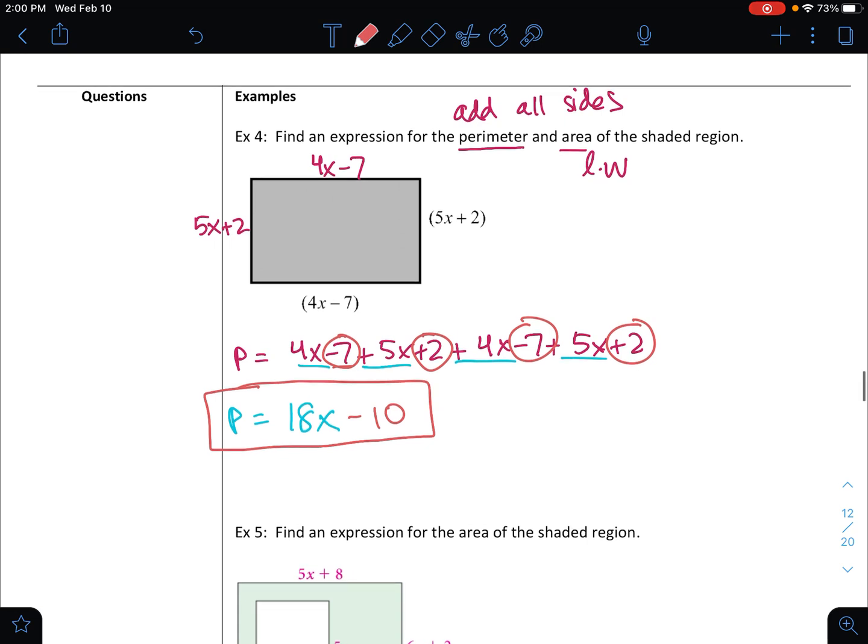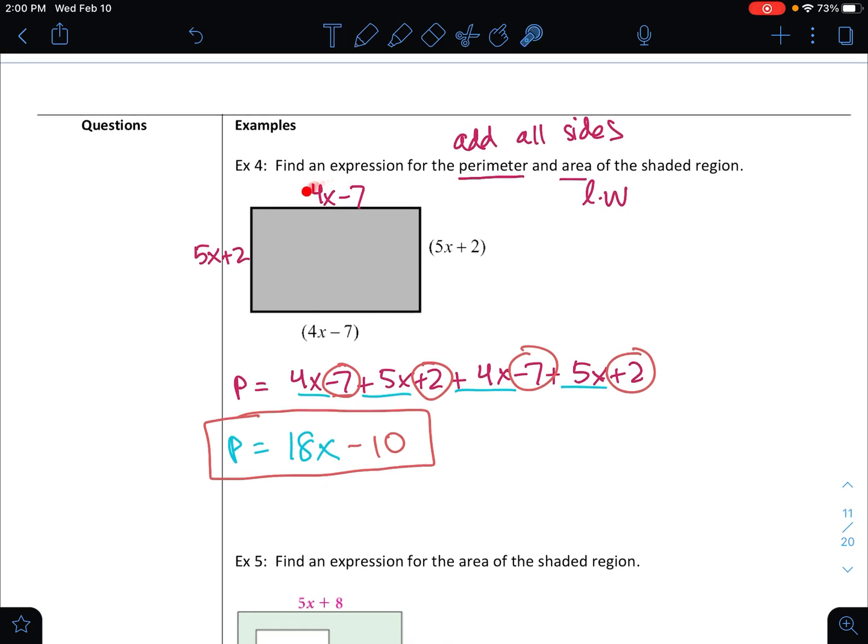Now, you could also look at it this way. You could also say, let's pretend I didn't write these out. I could say, well, I need to double the length and double the width. So I'm going to double 4x minus 7 and add to that 5x plus 2 doubled. When I go to do that, I'll have to separately distribute in. That will give me 8x minus 14, and this will give me 10x plus 4. But I still get 18x minus 10 when you combine your terms. So it doesn't matter how you do it. You just need to be comfortable with one way to get our perimeter.